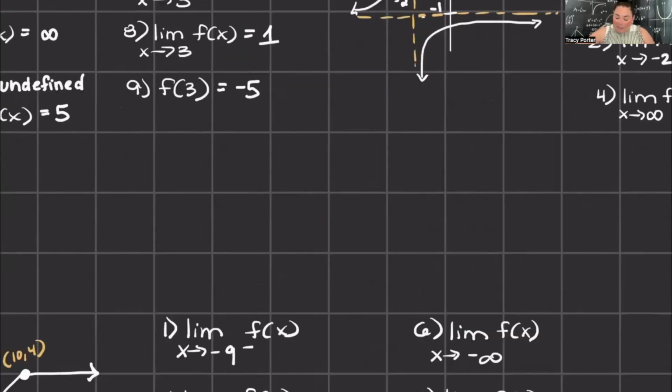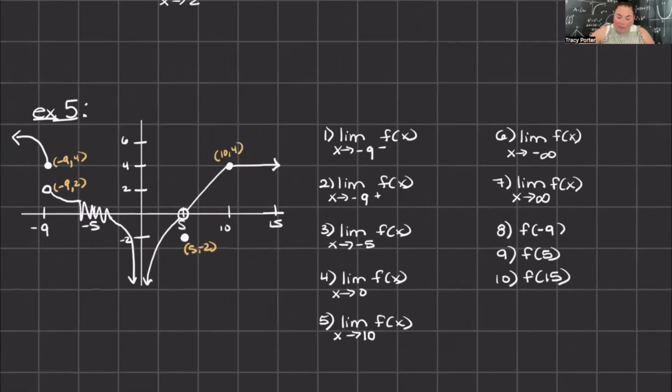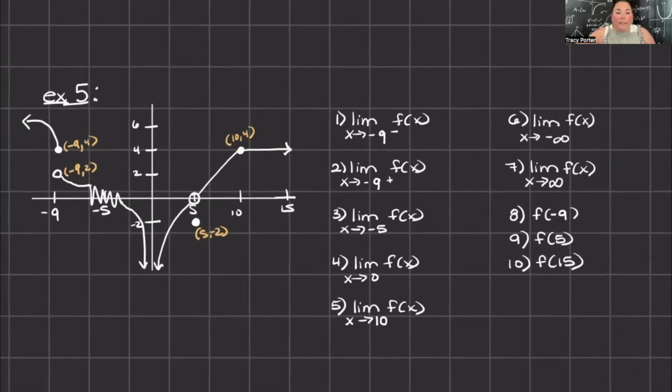And then our last example down here kind of puts a bunch more of it together. So, and maybe brings in a new concept or so. So if we look at number 1, the limit as x approaches -9 from the left. So from the left, we're approaching 4. So this one is 4. From the right, we're approaching the value 2. Right? So we're going to say this equals 2.